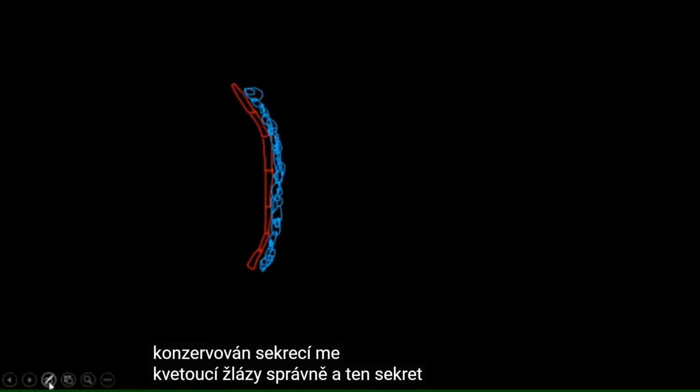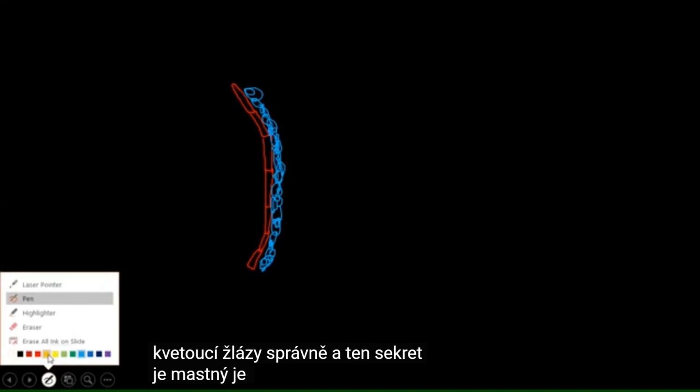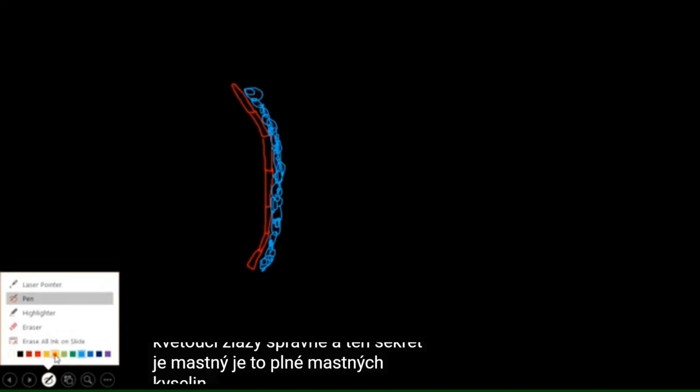And this aqueous layer, as I mentioned in previous videos, is preserved by the secretion of the meibomian gland, right? And that secretion is fatty. It's full of fatty acids. So let's give that a yellow color, right? As a result, this is lubricated. This layer cannot really evaporate so easily with the fatty layer above it, the oily layer above it.